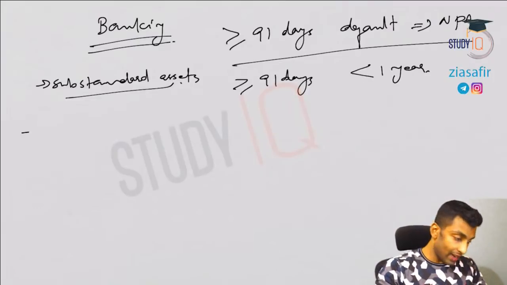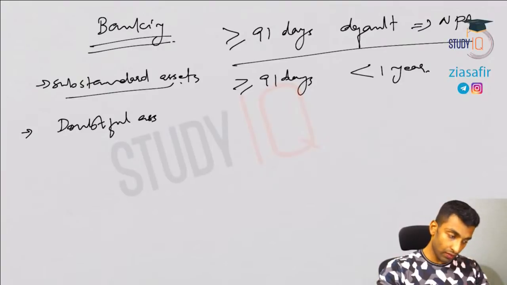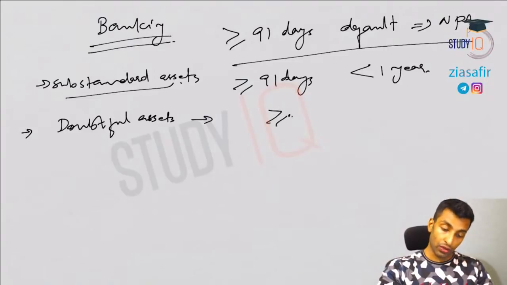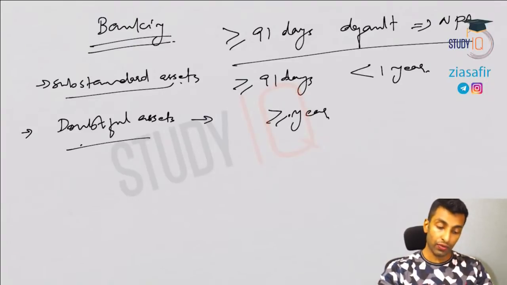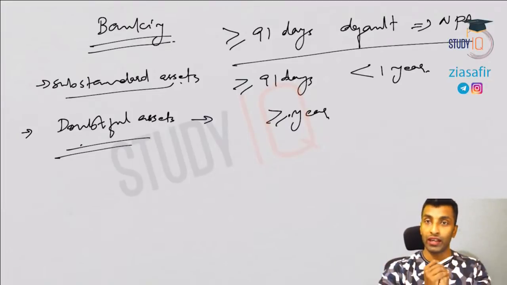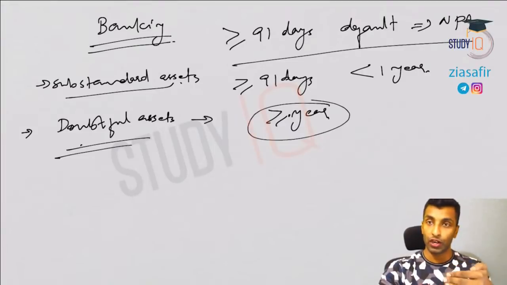Now what is the second category? We have discussed about doubtful assets. So this is NPA for more than 1 year. More than 1 year, that is what doubtful asset. That means obviously more than 91 days, or you can say more than 1 year, the principal or installment is due, in this case doubtful asset.